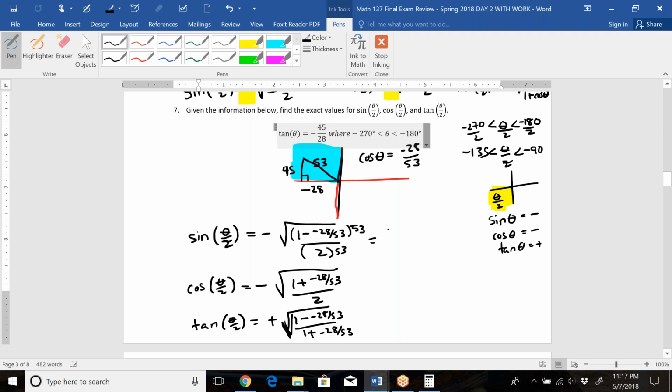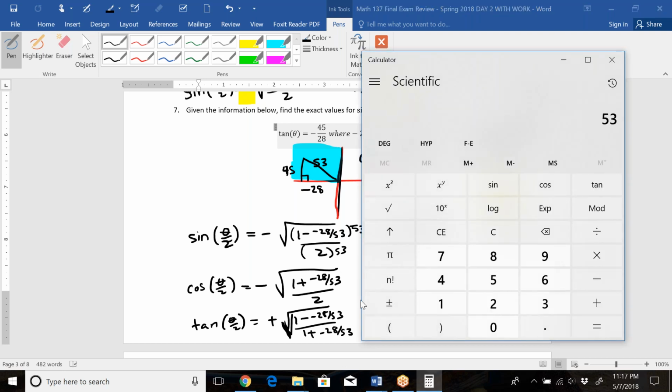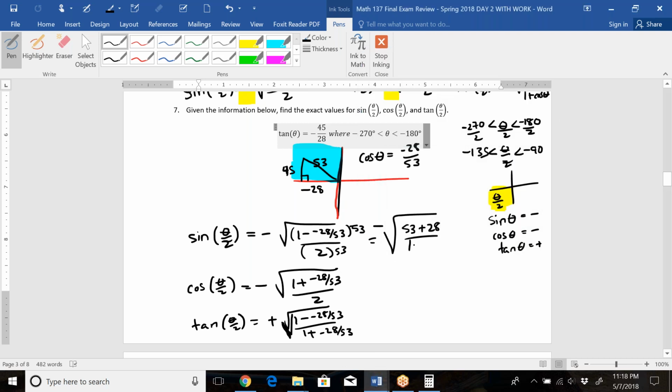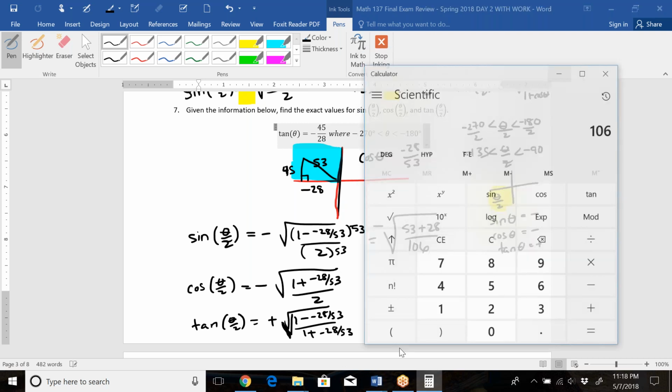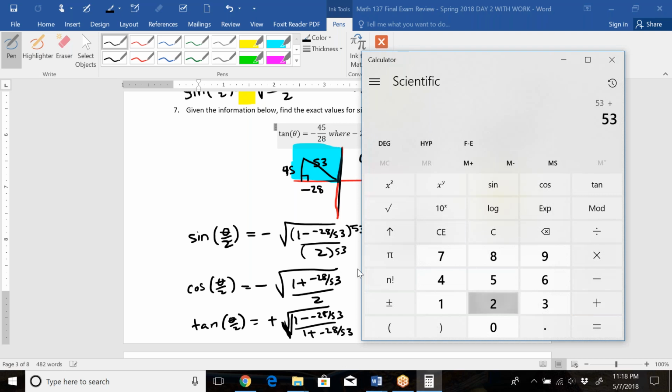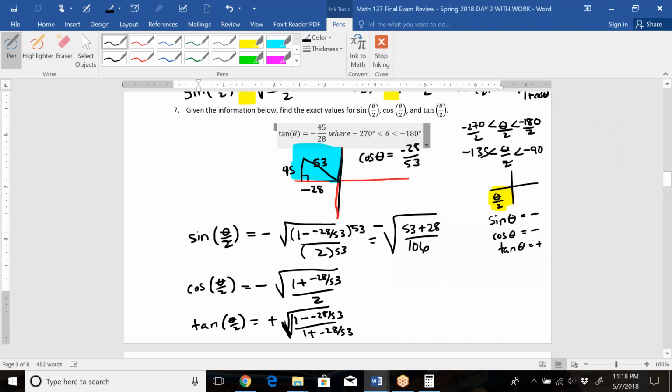This would be 53, so this is negative square root of 53 plus 28 over 2 times 53, which is going to be 106, I think, but I'm going to double check myself. Yeah, 106. And we'll want to add the top, so 53 plus 28 is 81.